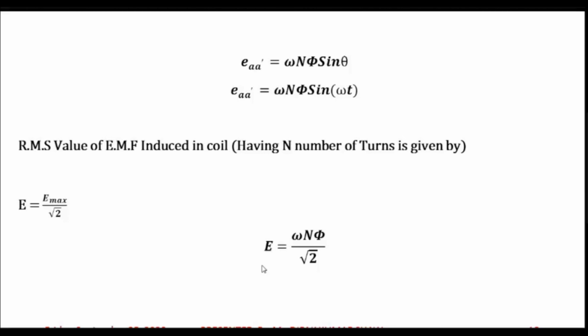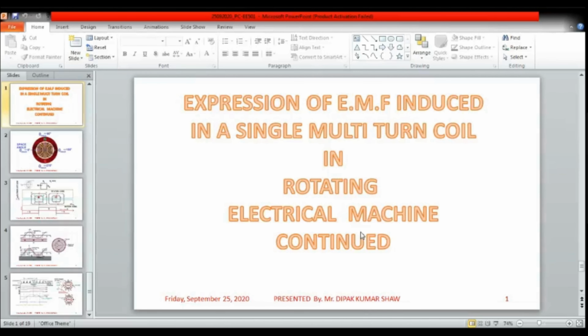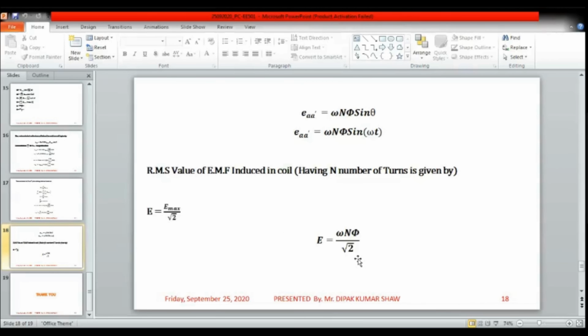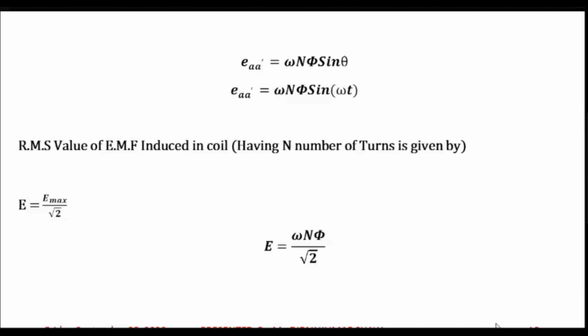Now it is of great concern that you should notice that this induced EMF has been derived for a single coil having n number of turns. But what would be the case if you have more turns? I mean to say, let's say you have 6 coils, and they are distributed along the stator core or rotor core periphery. In that case, how is this expression going to change?